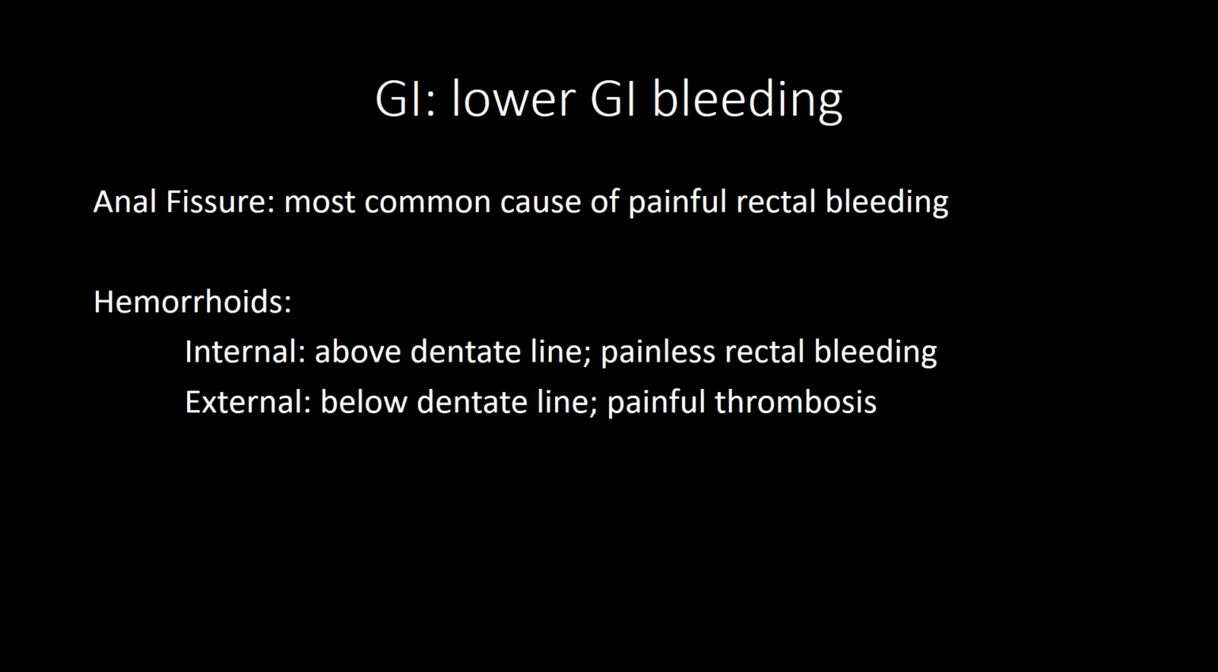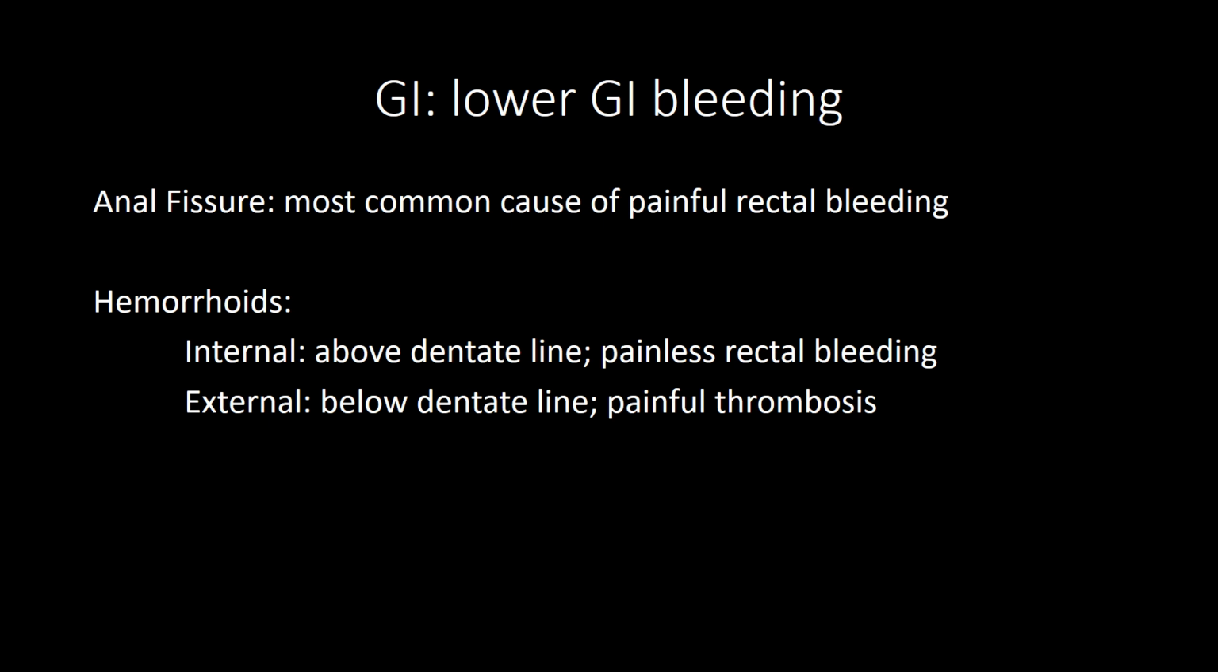In terms of lower GI bleeding, anal fissure is the most common cause of painful rectal bleeding. Internal hemorrhoids are the number one cause of painless rectal bleeding. The most common cause of anal fissure is a superficial tear. Treatment is warm water, sitz bath, analgesia, stool softeners, high fiber diet. Topical nitrates can treat the symptoms pretty well, in addition to the above treatments.